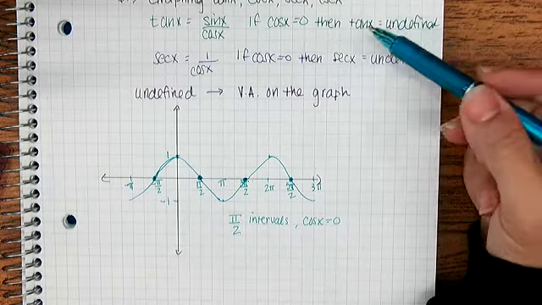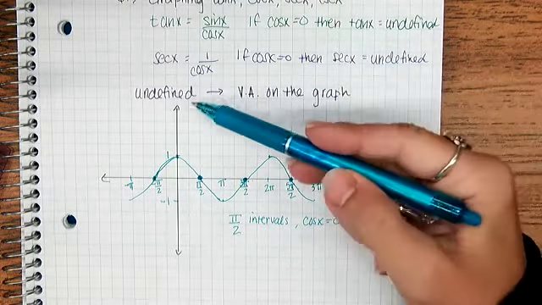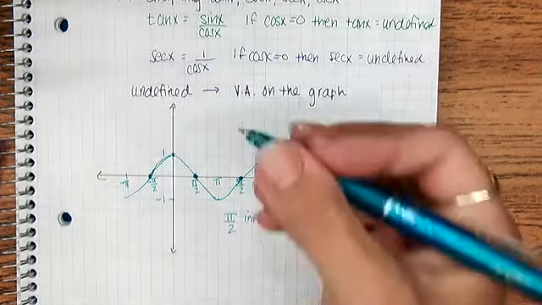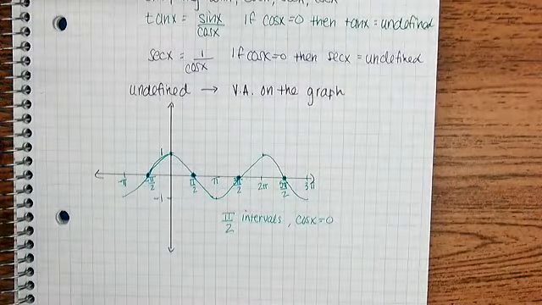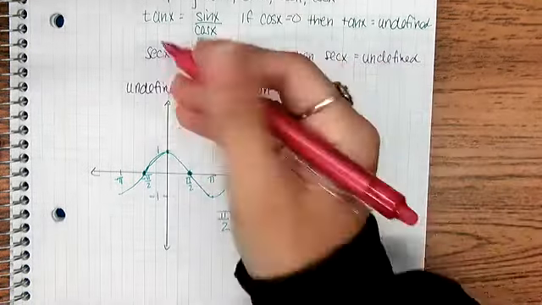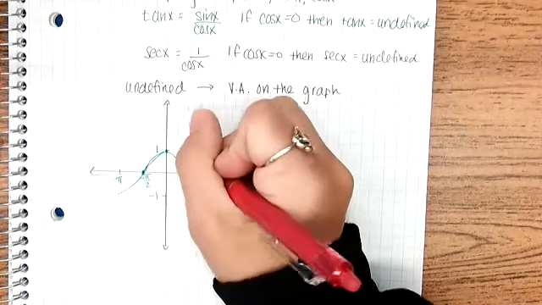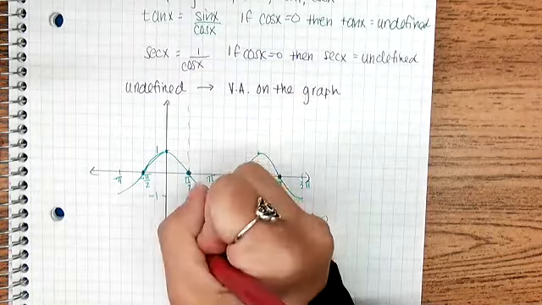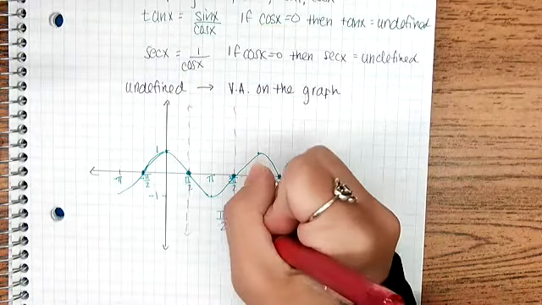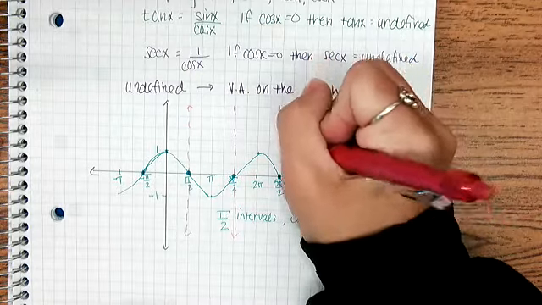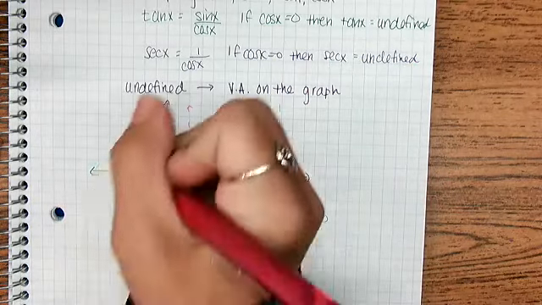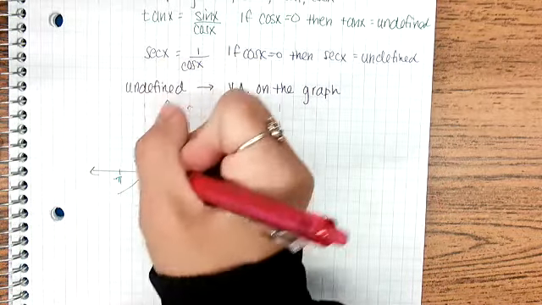Cosine is 0, tangent undefined. Cosine is 0, secant undefined. Undefined translates to a vertical asymptote on the graph. Okay, so this is exactly what I'm going to do. I'm going to use a different color, and I'm going to draw in asymptotes at all of these places. Should have warned you, I'm going to erase or white out part of this.